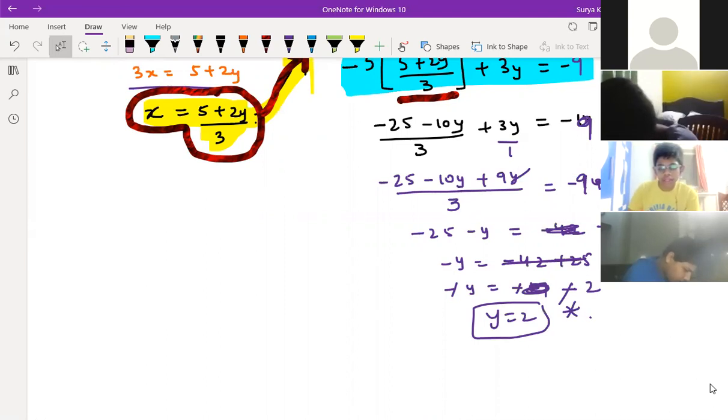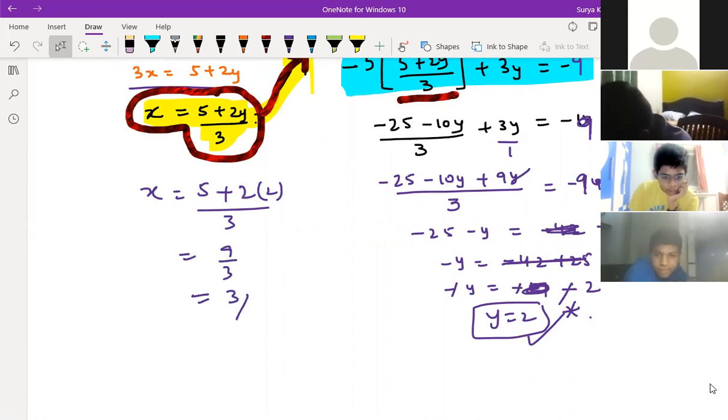Now put the value of y here in this equation. x is equal to 5 plus 2 into 2, divided by 3. 5 plus 4, 9 by 3. You get the answer.